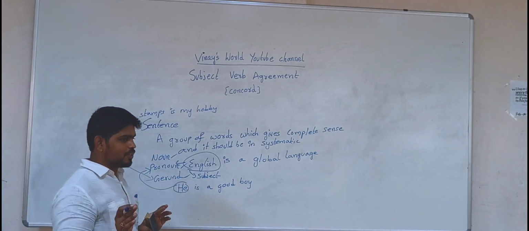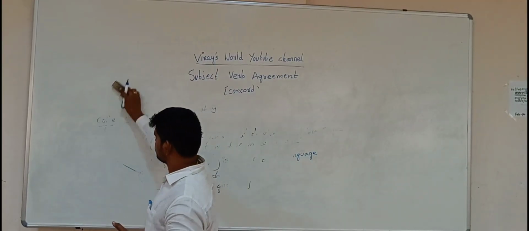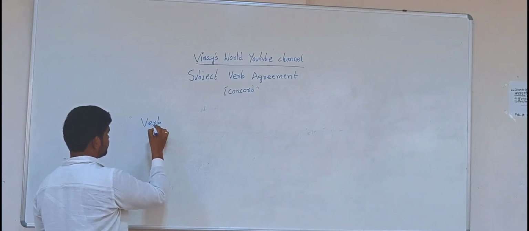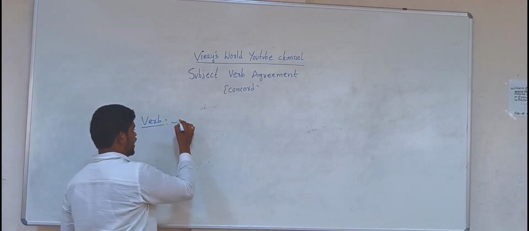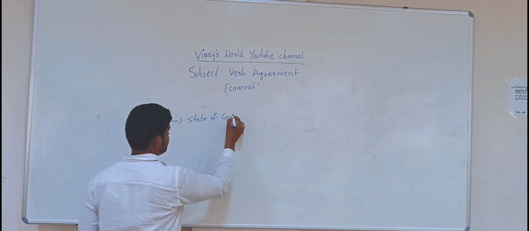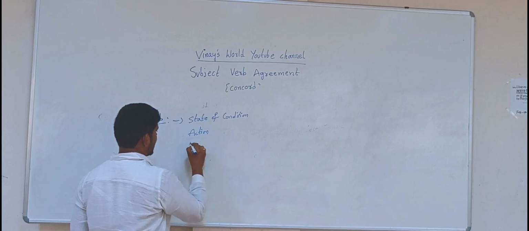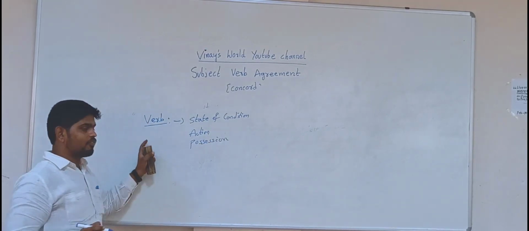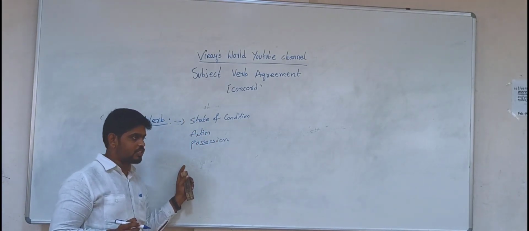In order to know the verb, let's learn verb. Verb is doing three kinds of activities for us. For example, it should define state of condition, action, and possession. So, verb is going to define state of condition, action and possession for us.